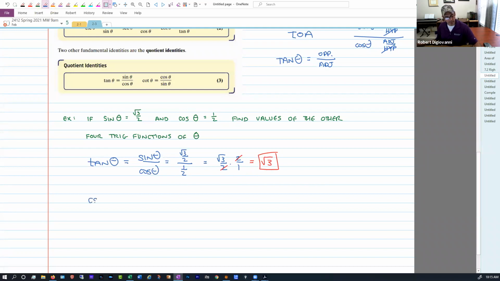Let's do cosecant theta. In cosecant, Genesis, you there? Yes. Genesis, cosecant is the reciprocal of what? Which one?